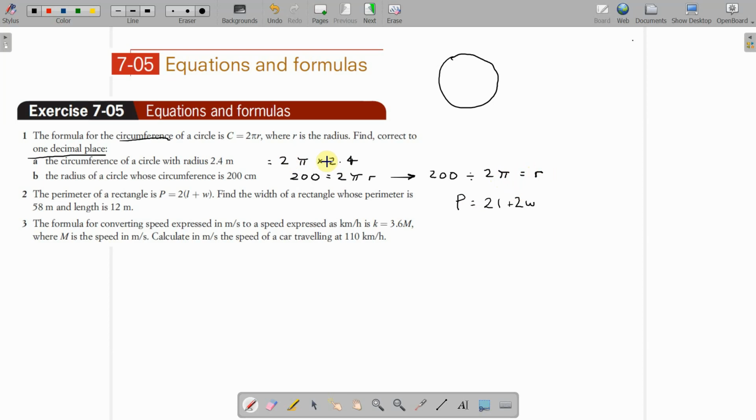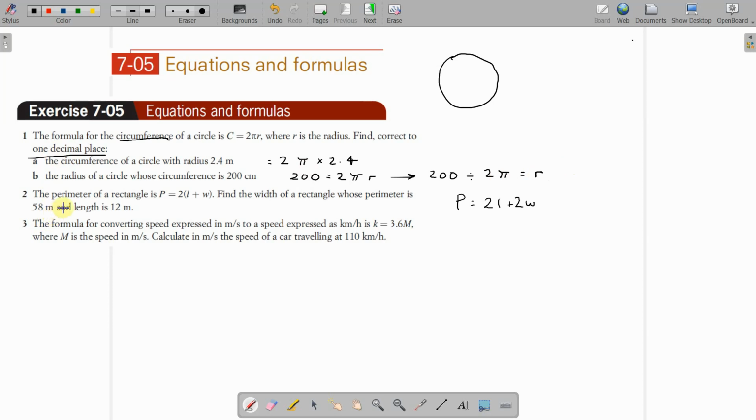Multiplying here in the first one, 2 pi times the radius will give you the circumference, what we're looking for. In the second one, we're looking for the radius given the circumference. So there's our circumference equals 2 pi r. What we do is put 200 divided by 2 pi, and that'll give you the radius. Remember, 1 decimal place. So that's question 1.